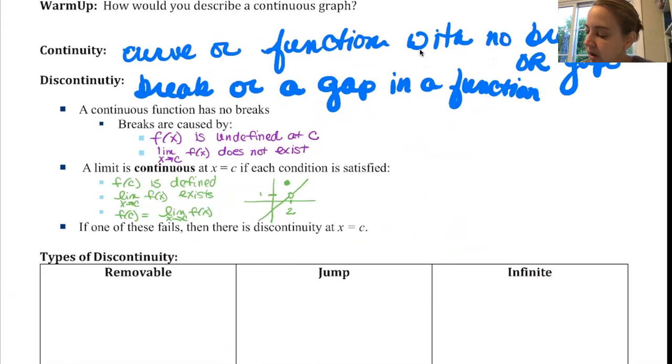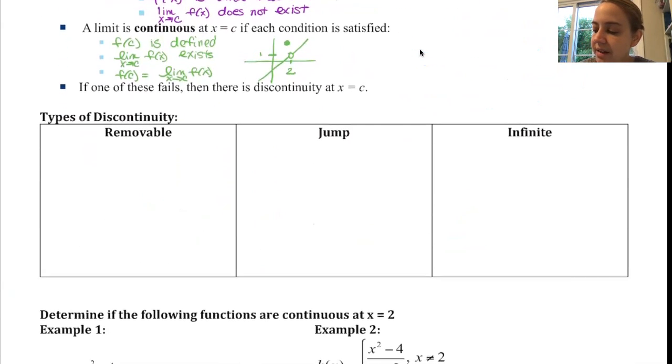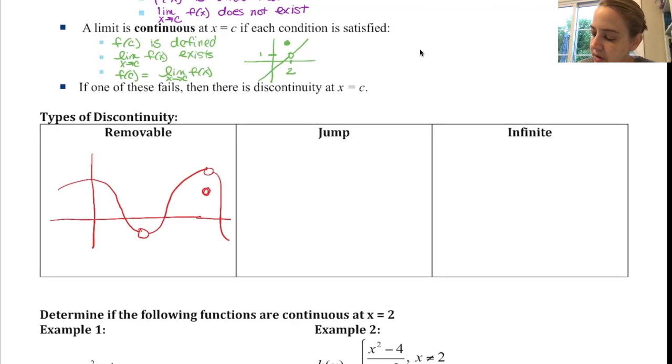We have a couple of different types of discontinuities, and for me, it's easiest to just look at them. A removable discontinuity is the one that I showed up above. So here's my curve, just making something up here. That could be a removable discontinuity. I'm going to make another one over here, and here's a closed circle. Either one of these is considered a removable discontinuity. The reason being, all you would have to do is put a point at that open circle and you would fix the problem. You would have to move this point up and you would fix the problem.